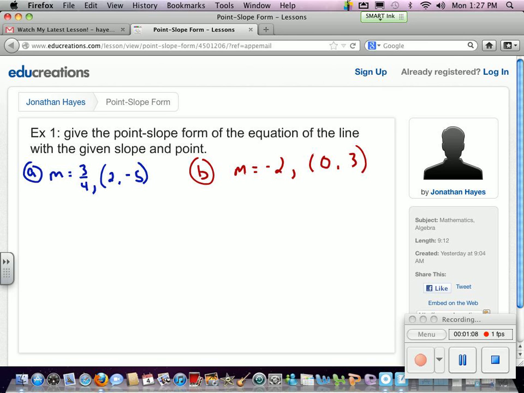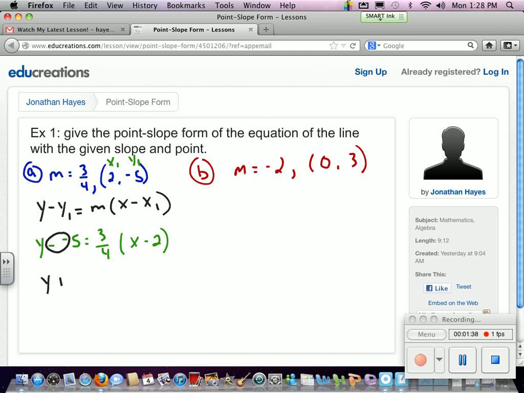So if we take this first one, we're going to have y minus y1 equals m times (x minus x1). And again, this is your x1, that's your y1. So we're just going to substitute in. We would have y minus negative 5 equals 3/4 times (x minus 2). There's no point in having this minus negative right here, so let's turn that into y plus 5 equals 3/4 (x minus 2). And that's your answer for part A.